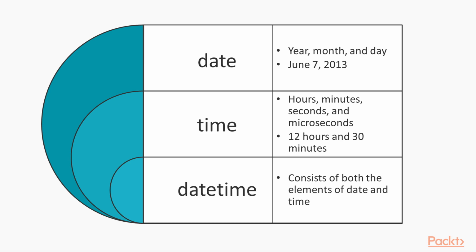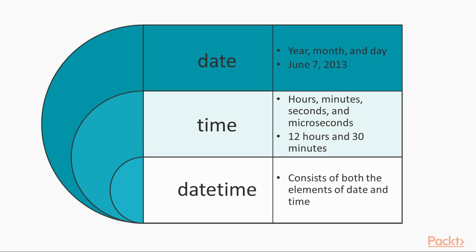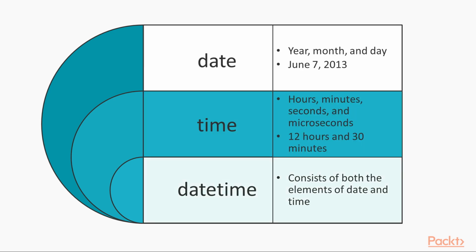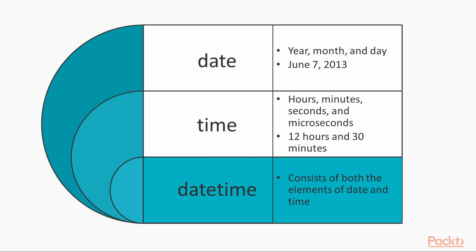Before we get to Pandas, it can help to be aware of and understand core Python's date and time functionality. The datetime module provides three distinct data types: date, time, and datetime. Formally, a date is a moment in time consisting of just the year, month, and day. For instance, June 7, 2013 would be a date. A time consists of hours, minutes, seconds, and microseconds, and is unattached to any date. An example of time would be 12 hours and 30 minutes. A datetime consists of both the elements of a date and time together.